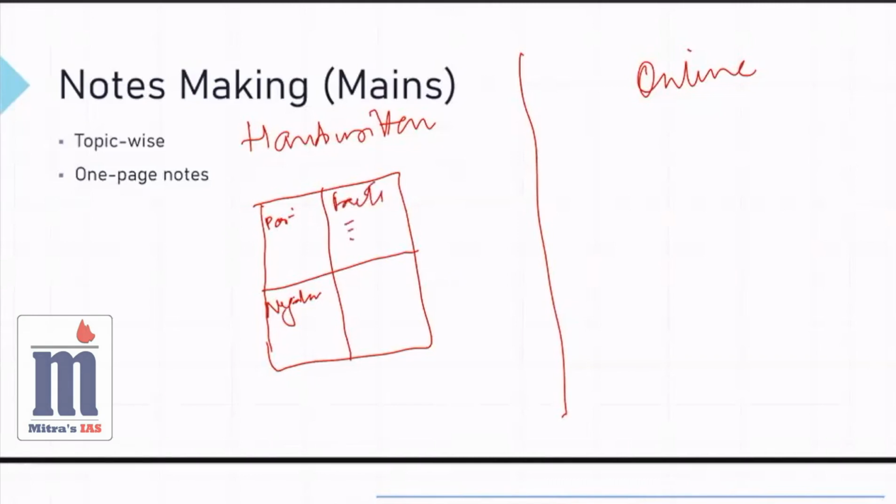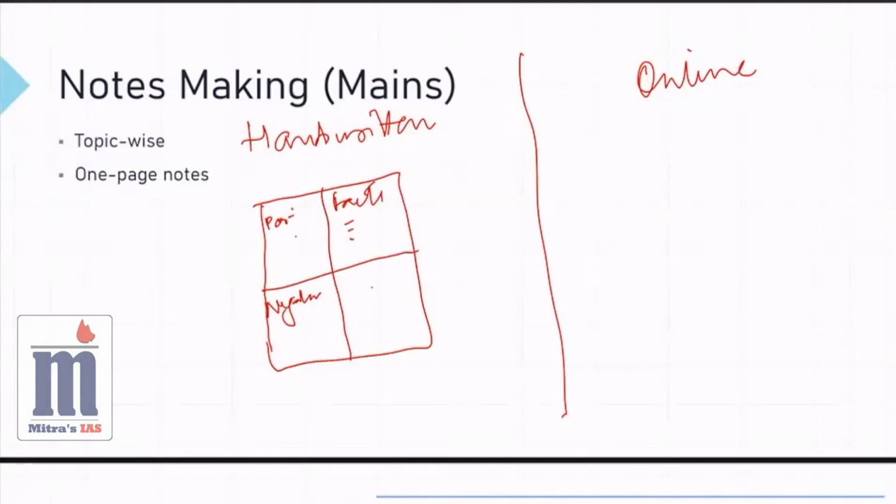And here you will leave blank for further updation. If some new thing has come, or something which is relevant for the topic has come, you can write it here if there is no space here. So this is how you can make your handwritten notes.